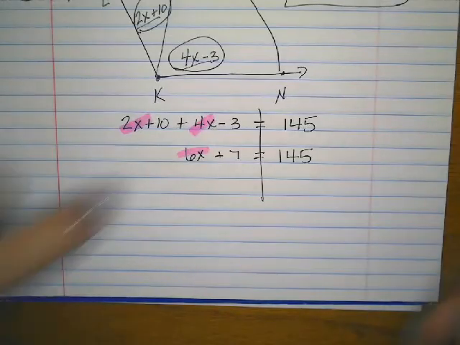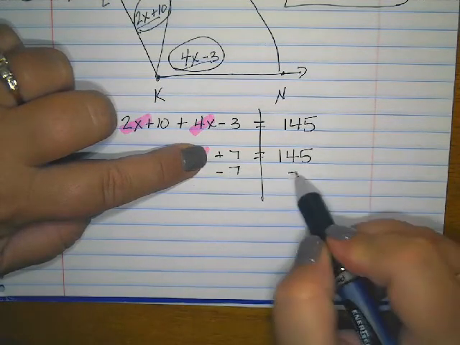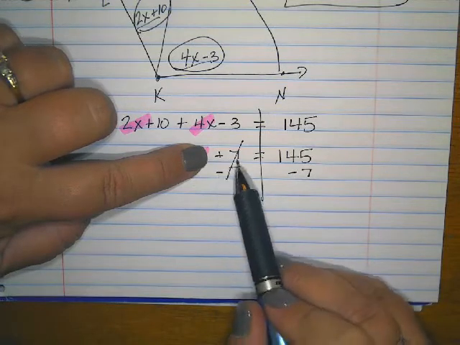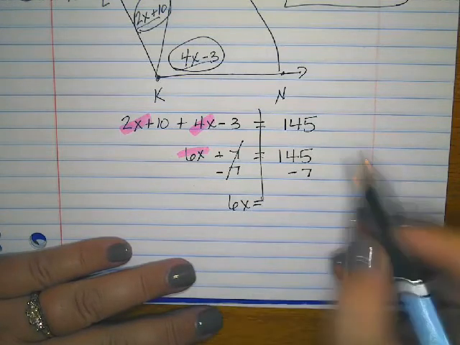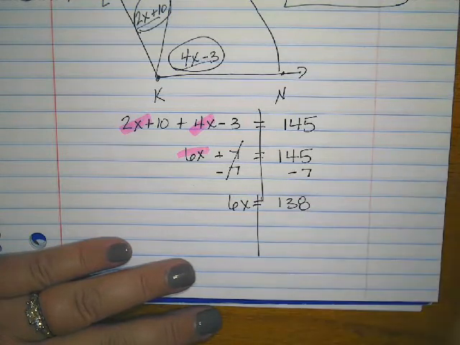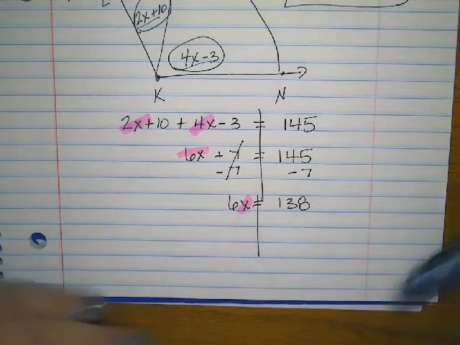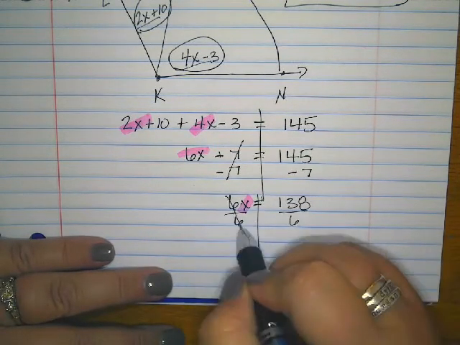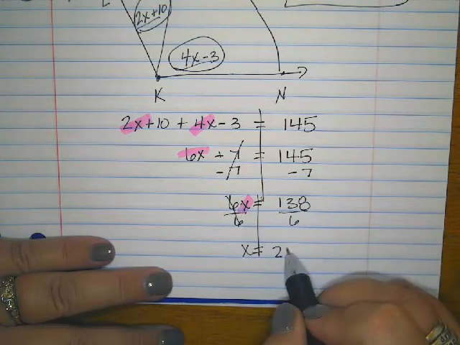If you've had me before, we cover the variable to know what our first step is. I'm going to ditch this 7, and in order to ditch it, I want to do the opposite. Since this said plus 7, I'm going to minus 7. So we have 6x equals 138. And the last step to get this x all alone: this says multiply by 6, so I want to divide by 6. And x would be equal to 23.